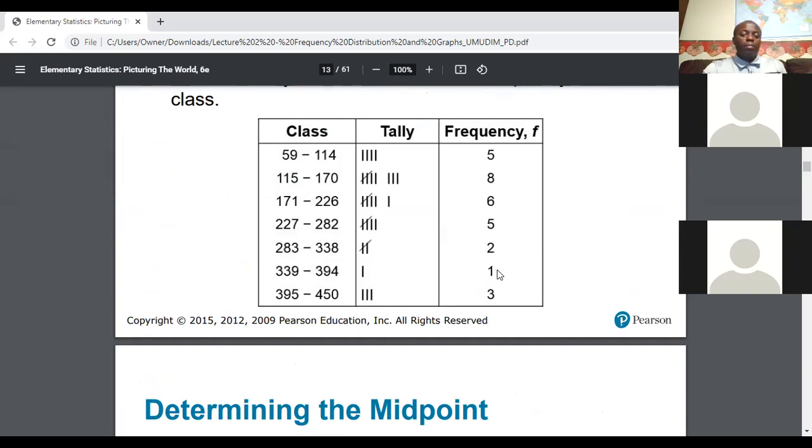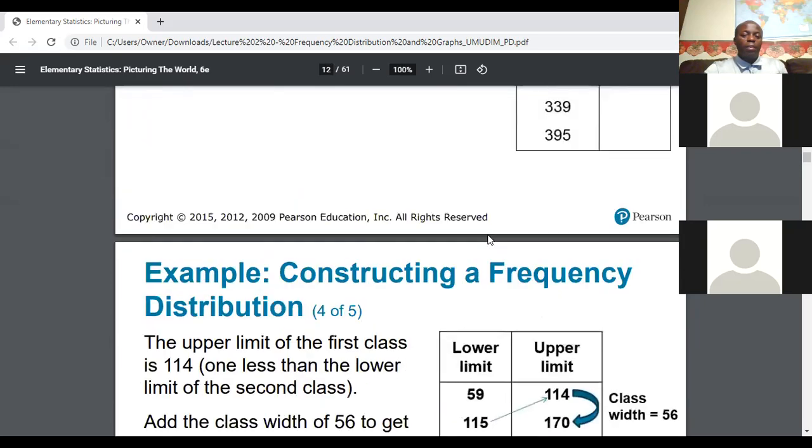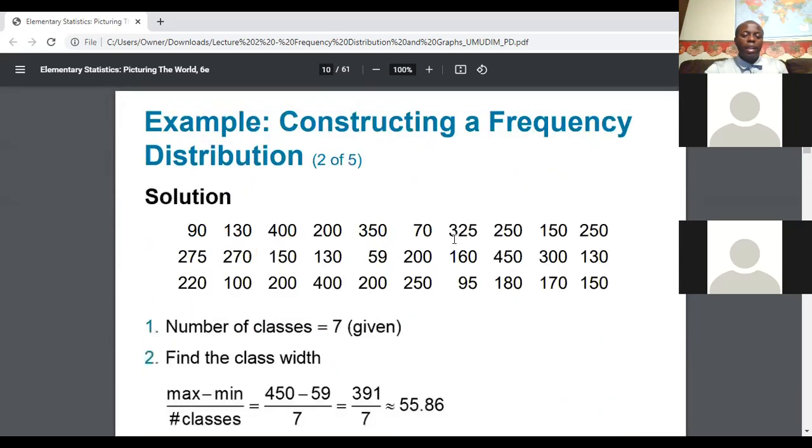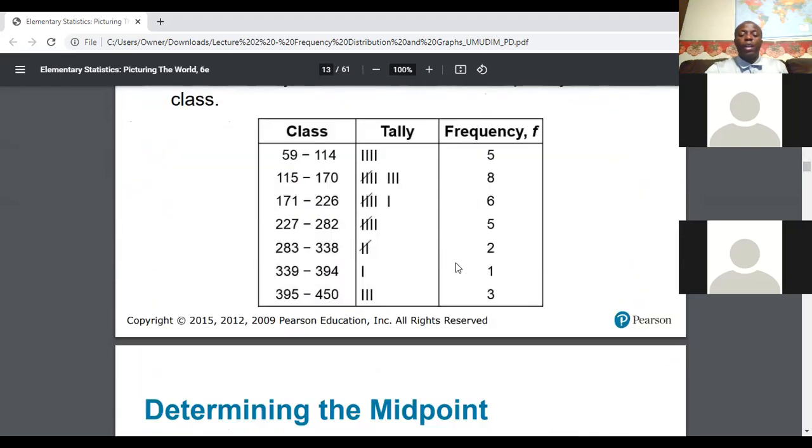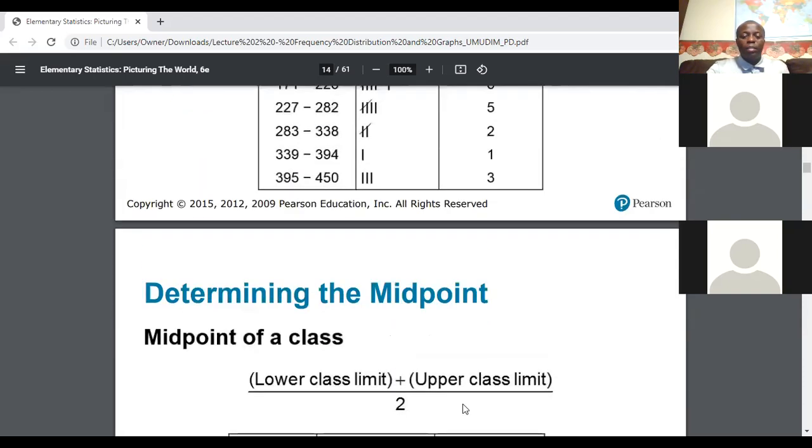Now, since these items here are 30 in number, your total frequency will also be 30. So if you add all these frequencies, you're going to get 30. We can even try it. 5, 8, 6, 5, 5, 2, 1, 3. Let's add it. So you can see that total frequency will be 30.